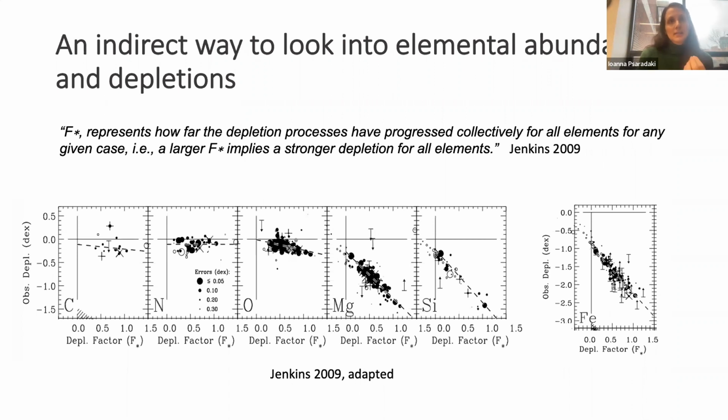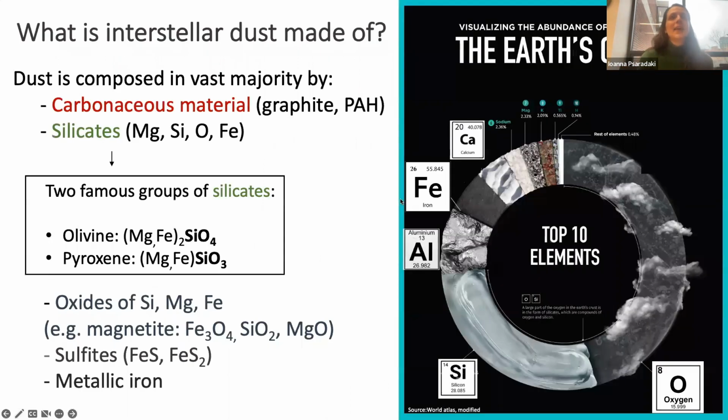Please note that despite oxygen being only mildly depleted, this doesn't mean that we don't have a lot of it in dust. Oxygen is a really abundant element in the galaxy. So even if a small amount of it is missing from the gas phase, it's still a lot to be included into dust. So today we know, from both X-ray and infrared observations, roughly what dust is made of.